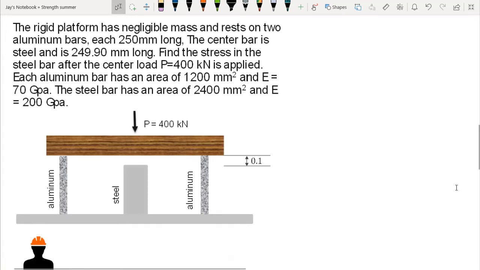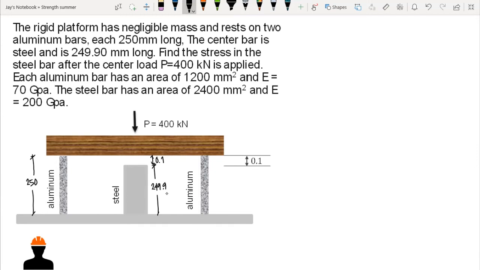So we have aluminum here, 250 millimeter long, and our steel bar here, 249.9 millimeter long. Therefore, there is a gap between our platform and our steel bar, and the gap is 250 minus 249.9, that is 0.1. Now, since in this question we are asked to look for the stress in the steel, we need to compute the axial forces in each member.